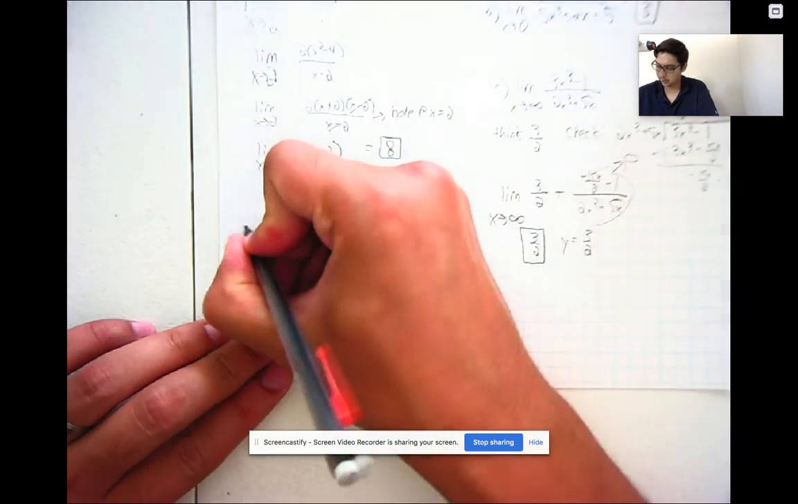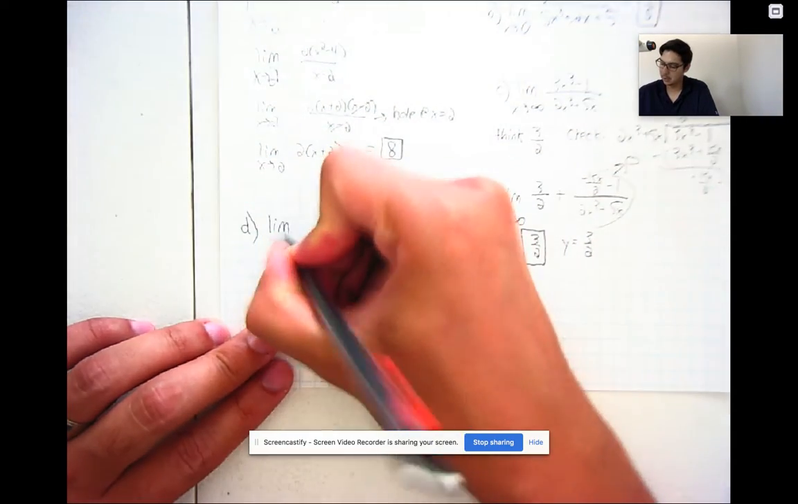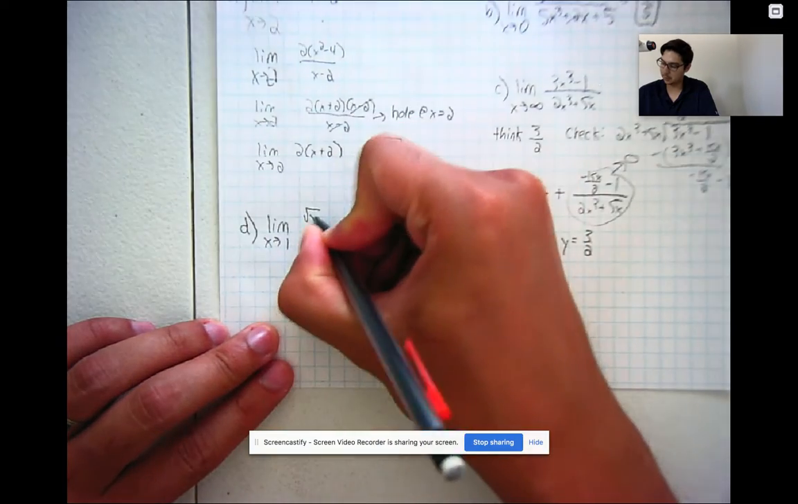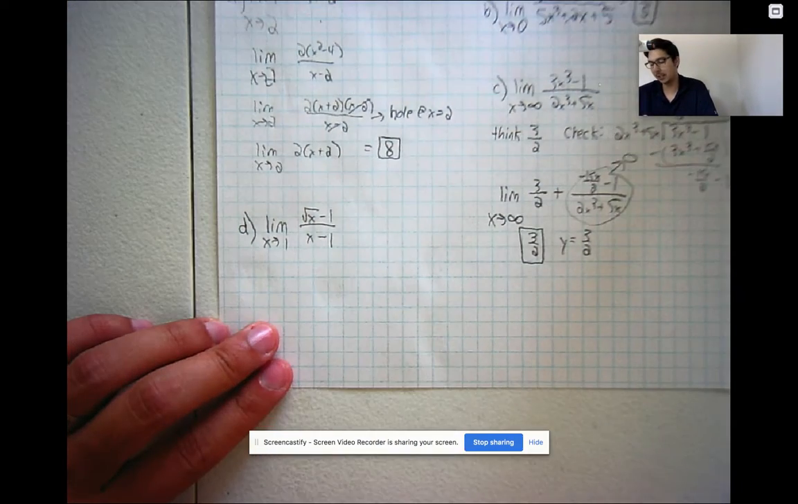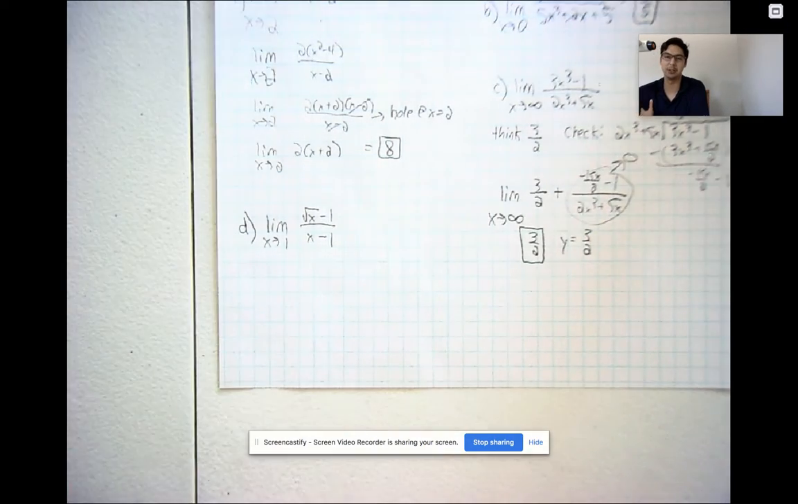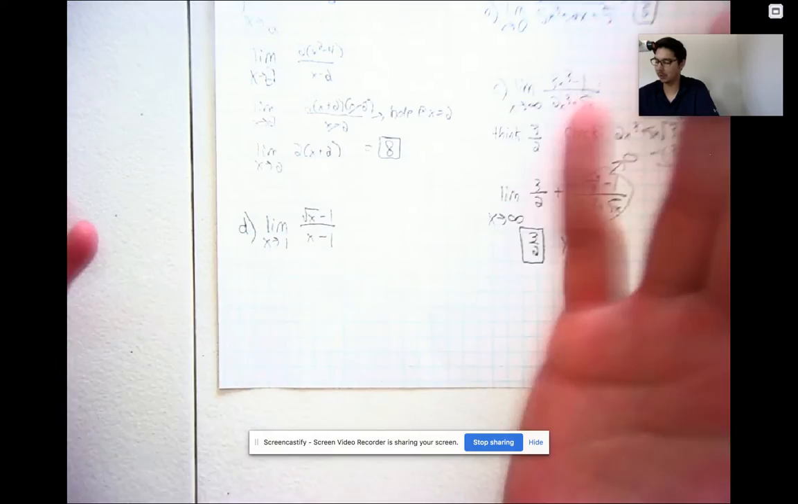So let's do question D over here. It's getting a bit chaotic. I'm saving paper. The limit as x approaches 1 of the square root of x minus 1 over x minus 1. Can't plug in 1 because I'd actually get 0 over 0, and we call that indeterminate. But we won't get there yet. But for now, we can't divide by 0, so let's see.